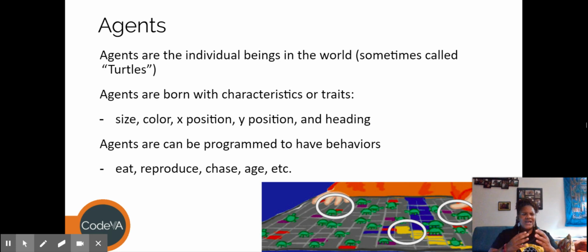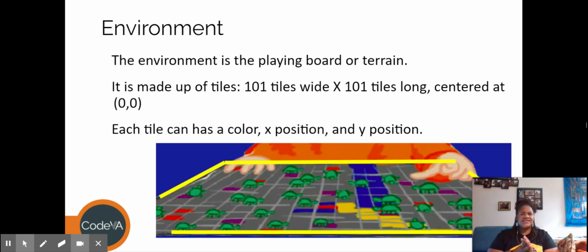That's one of the ways that we're going to program them in these different environments. As I spoke of, there is a grid, a coordinate plane that is basically 101 tiles wide, 101 tiles long, and it has a center, the origin at 0, 0. They can have an X position and a Y position.